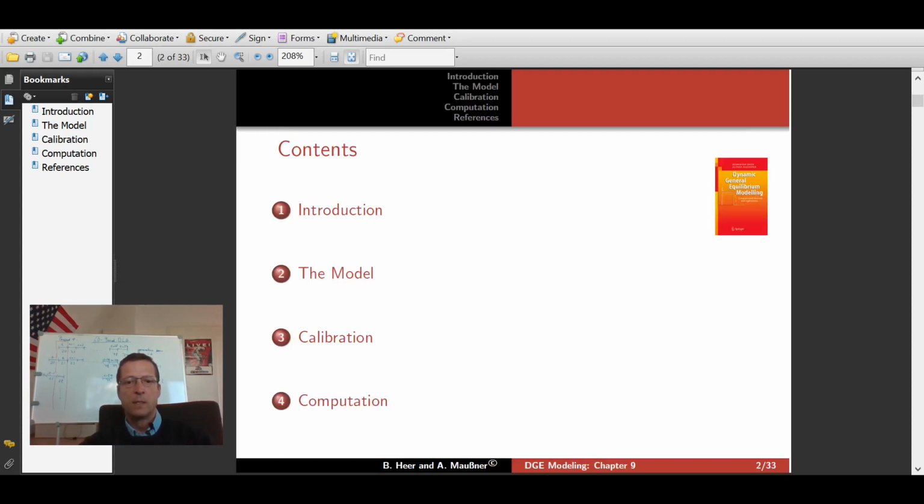So the contents of this talk: I will introduce you to this large-scale overlapping generations model. I will specify the equations that describe the model and the setup of the model. We will calibrate it, which will not be a terrifically difficult task. And then we will study the computation. In the first video, in this video here, I will show you how to use direct computation. So we look at the solution of a nonlinear equations problem, which is always preferable if you can do it.